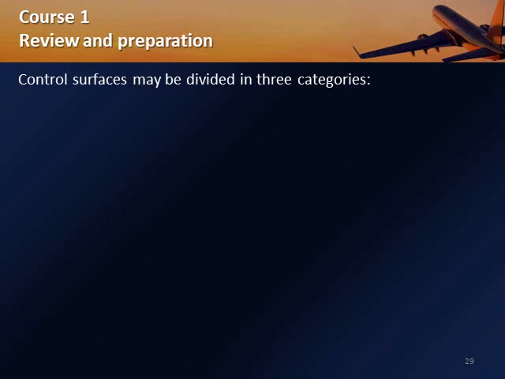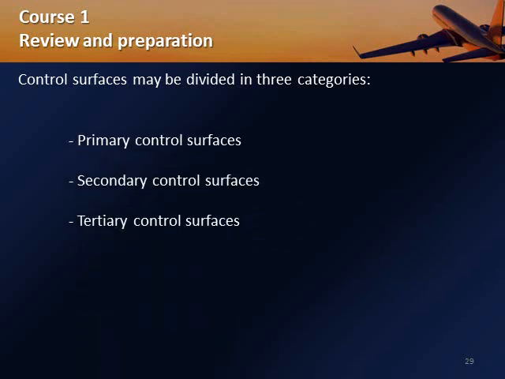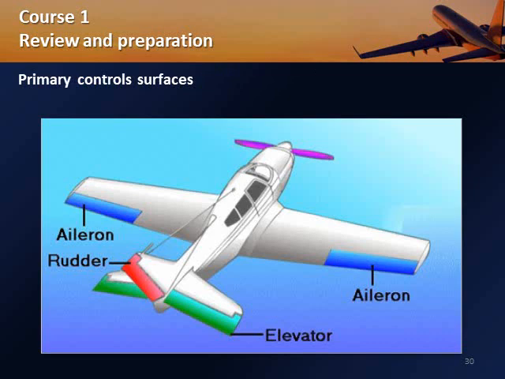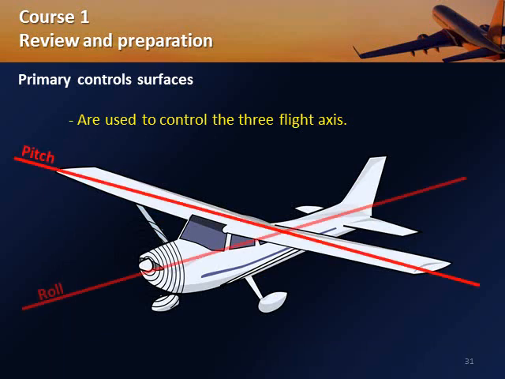Control surfaces may be divided into three categories: primary, secondary, and tertiary flight controls. Essentially, the primary flight control surfaces are aileron, rudder, and elevator. These are the primary flight controls, meaning they're always present on an aircraft. They are used to control the three flight axes: pitch, roll, and yaw. I like that one. Yaw.